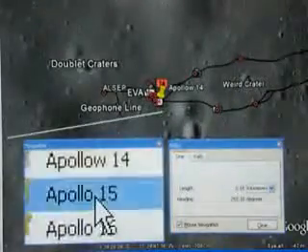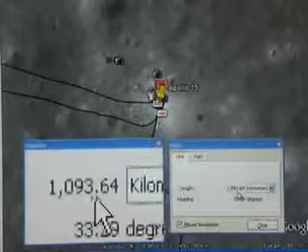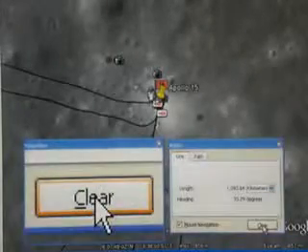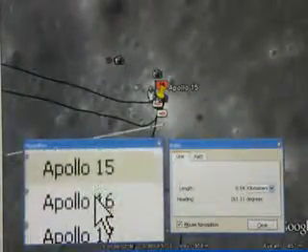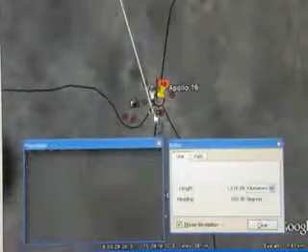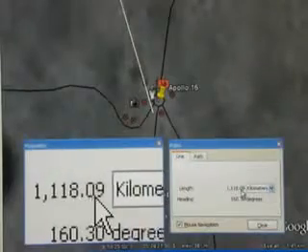Now we go to Apollo 15. Distance is 1093.64. Now we go to Apollo 16. The distance is 1118.09.